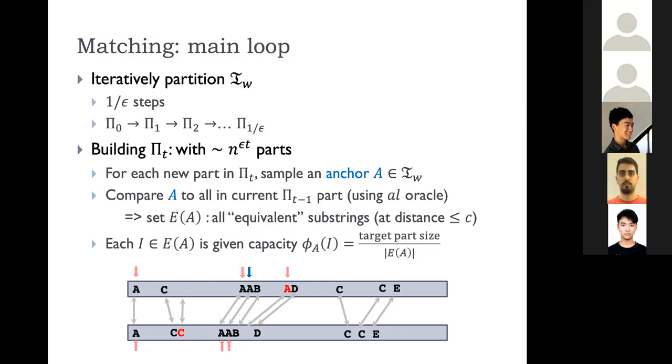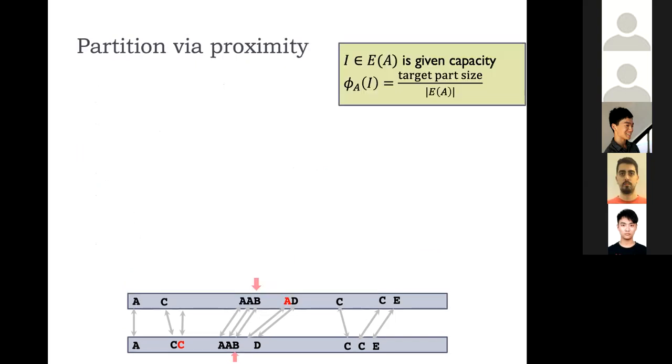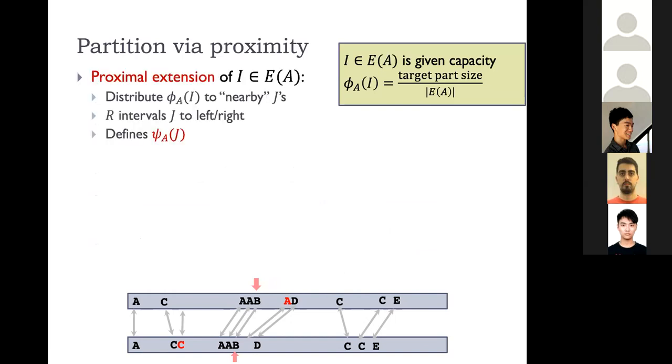Okay, so what happens next? This is just copying from here, and just for illustrating this slide, I'll choose a slightly different anchor. Namely, this anchor will be this letter B. So what we want to do is what we call proximal extension. What this proximal extension says is that there are a few letters B. They need to capture something around them. We need to contribute a certain amount of substrings to the part.